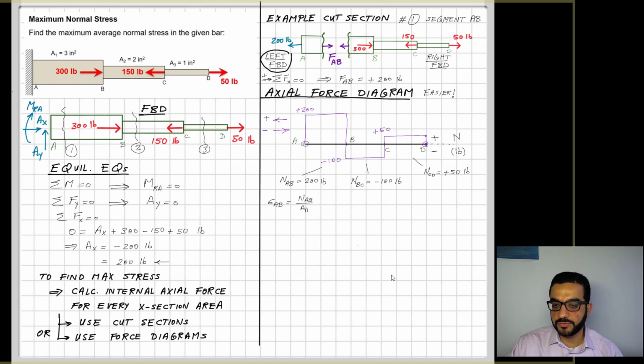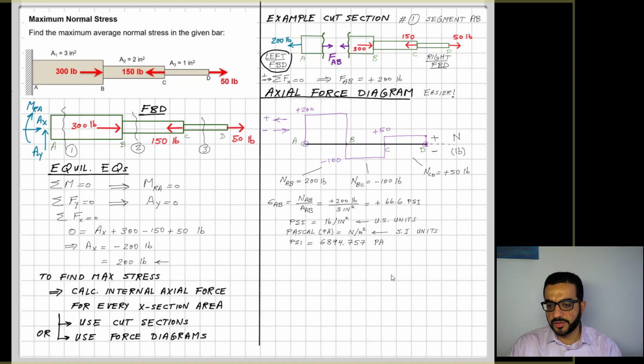So sigma AB is equal to the force over the area, and you'll find it equal to 66.6 psi. PSI is short for pound per square inch, and this is the US units. In some problems, you'll be given standard international units. Newton per meter square is the same as Pascal, and we can see here a conversion value between PSI and Pascal. So this is the stress for the first segment AB.